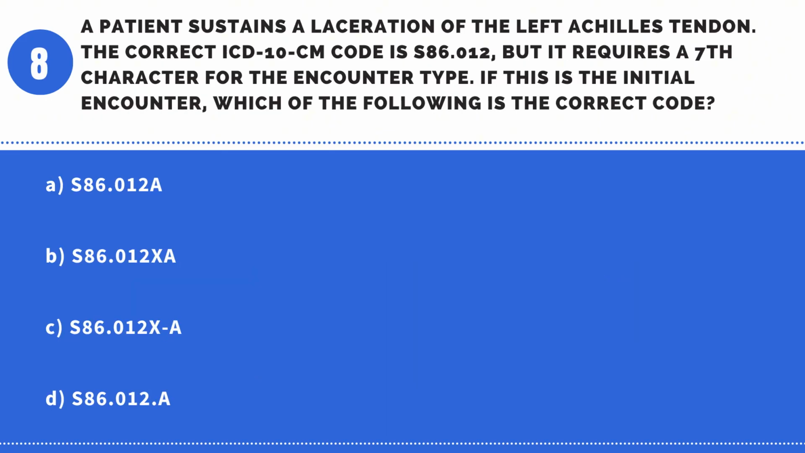Question 8. A patient sustains a laceration of the left Achilles tendon. The correct ICD-10-CM code is S86.012, but it requires a 7th character for the encounter type. If this is the initial encounter, which of the following is the correct code? A. S86.012A. B. S86.012XA. C. S86.012XA. D. S86.012.A.